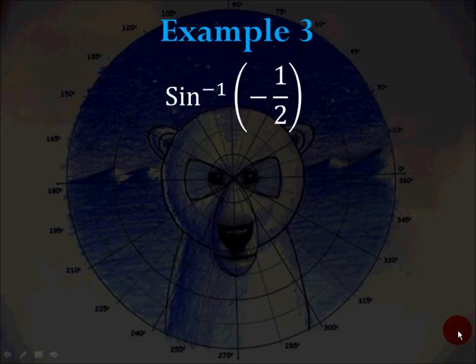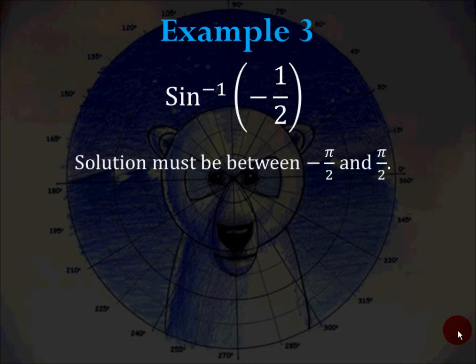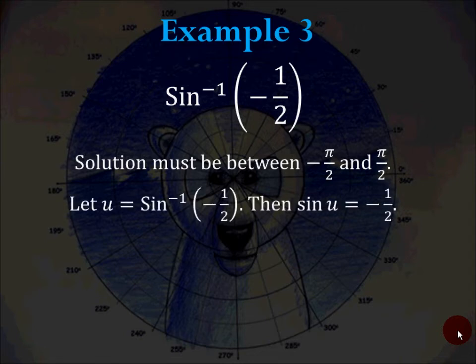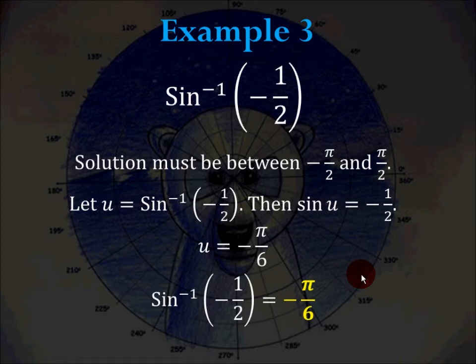Number 3, the inverse sine of negative 1/2. So again, we can do it the long way. The inverse sine has to be between negative pi over 2 and pi over 2. That's the range of inverse sine. So let's call u the inverse sine of negative 1/2, such that the sine of u is negative 1/2. So if you were to look at a unit circle, u would have to be negative pi over 6. So the inverse sine of negative 1/2 is negative pi over 6.